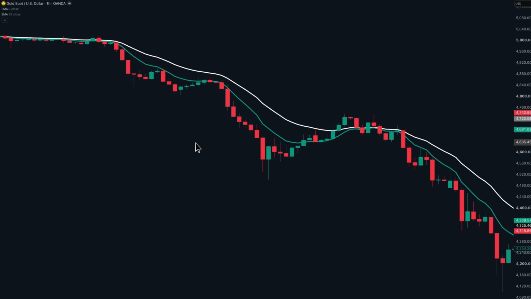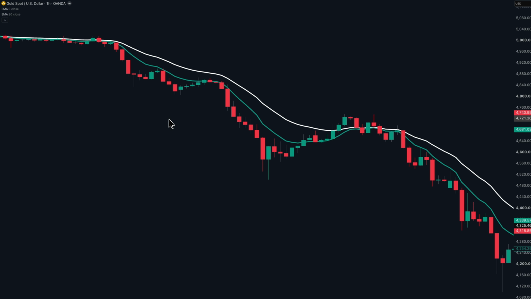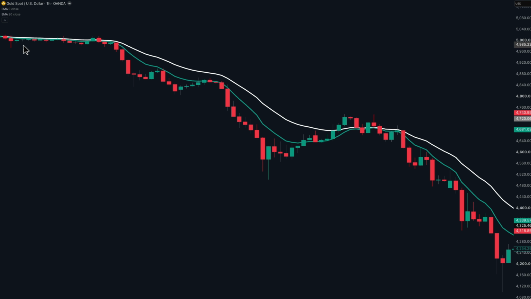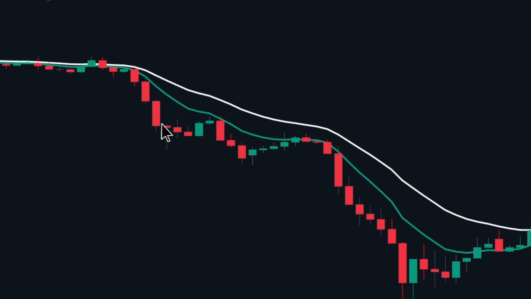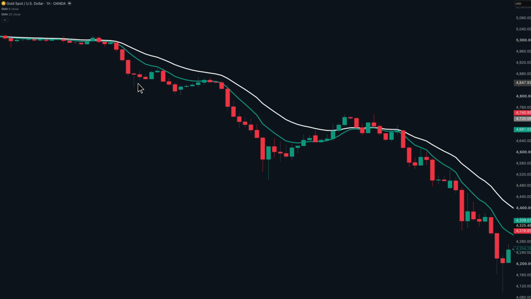So, let's flip everything around and go through a short setup, and this one is gold on the 1-hour chart. Now, look here on the left. Price is sitting flat near the highs, and both EMAs are tangled together, so there is nothing for us here. Then price starts dropping, the 9 crosses below the 20, and look at the lines after that cross. Both of them slope down and they separate from each other, so momentum is confirmed on the sell side.